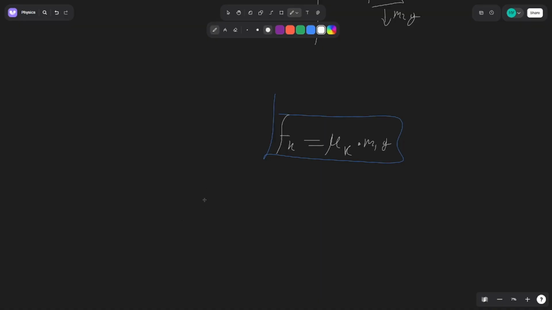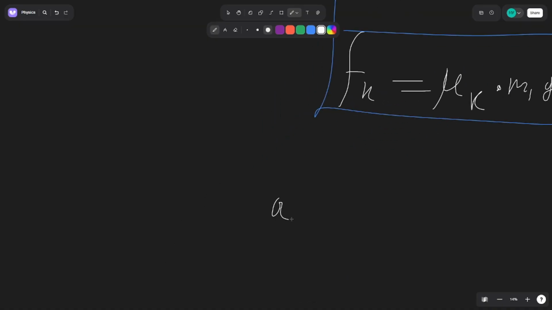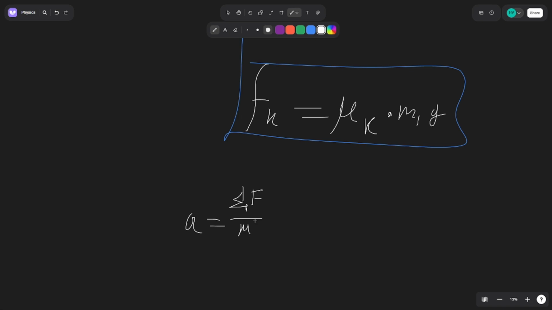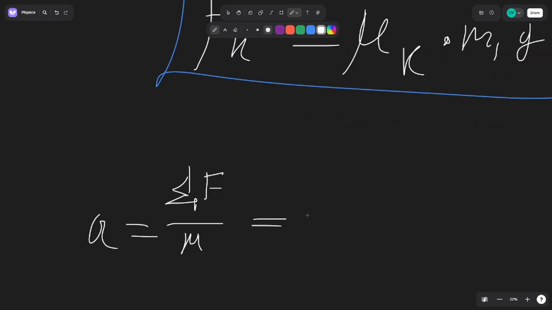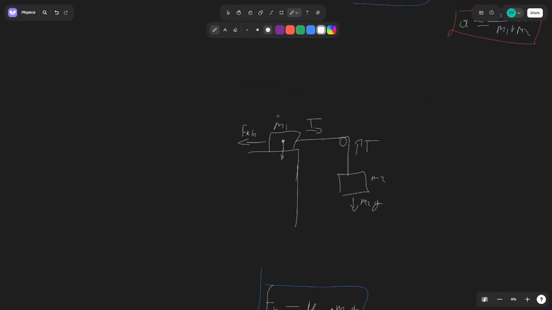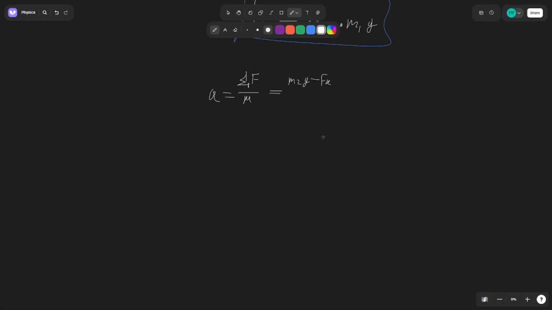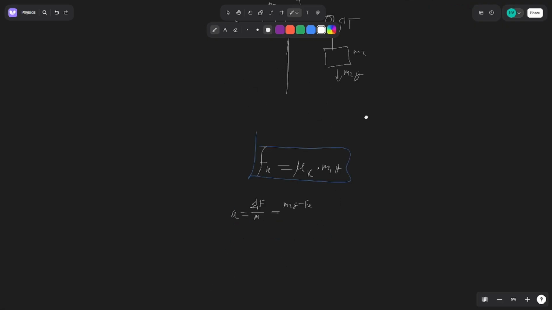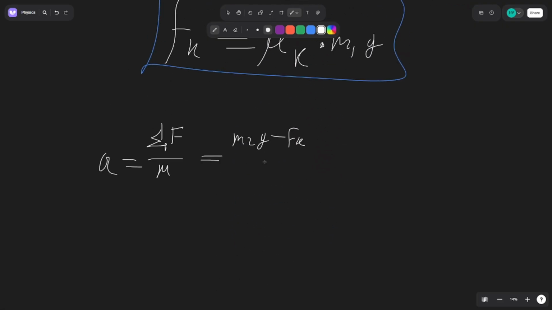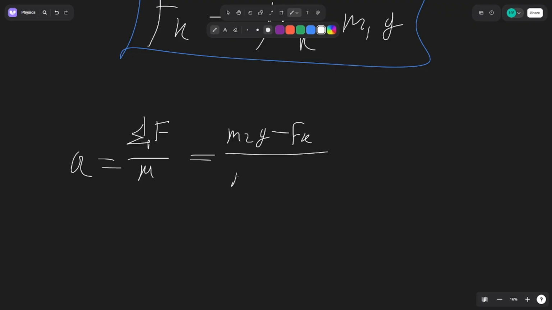And therefore, since acceleration is always the sum of forces applied on a system divided by the sum of masses, we can say that this is m2g minus kinetic friction, because it accelerates the whole system, right? The whole system, because they're connected by one rope, and still divided by m1 plus m2.